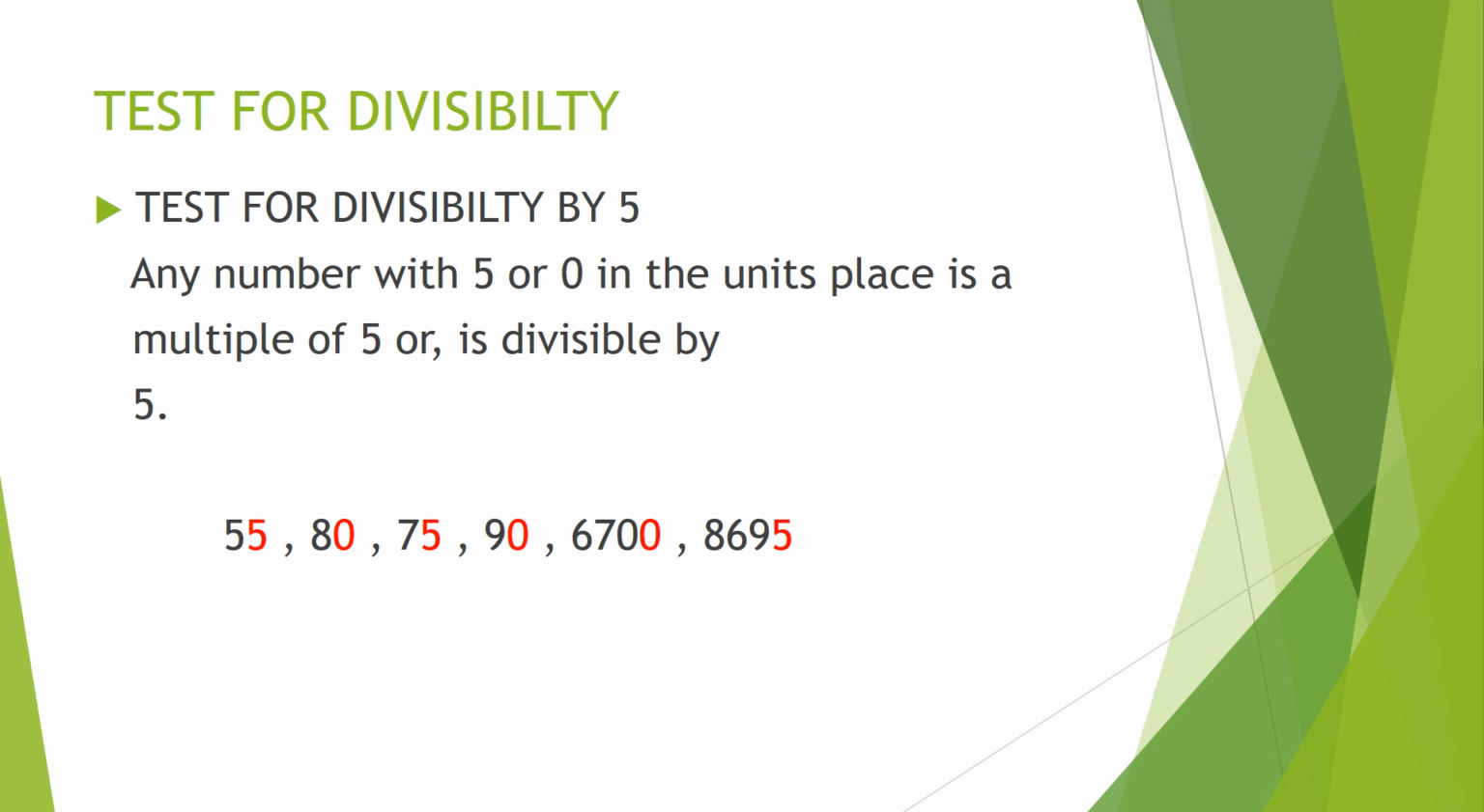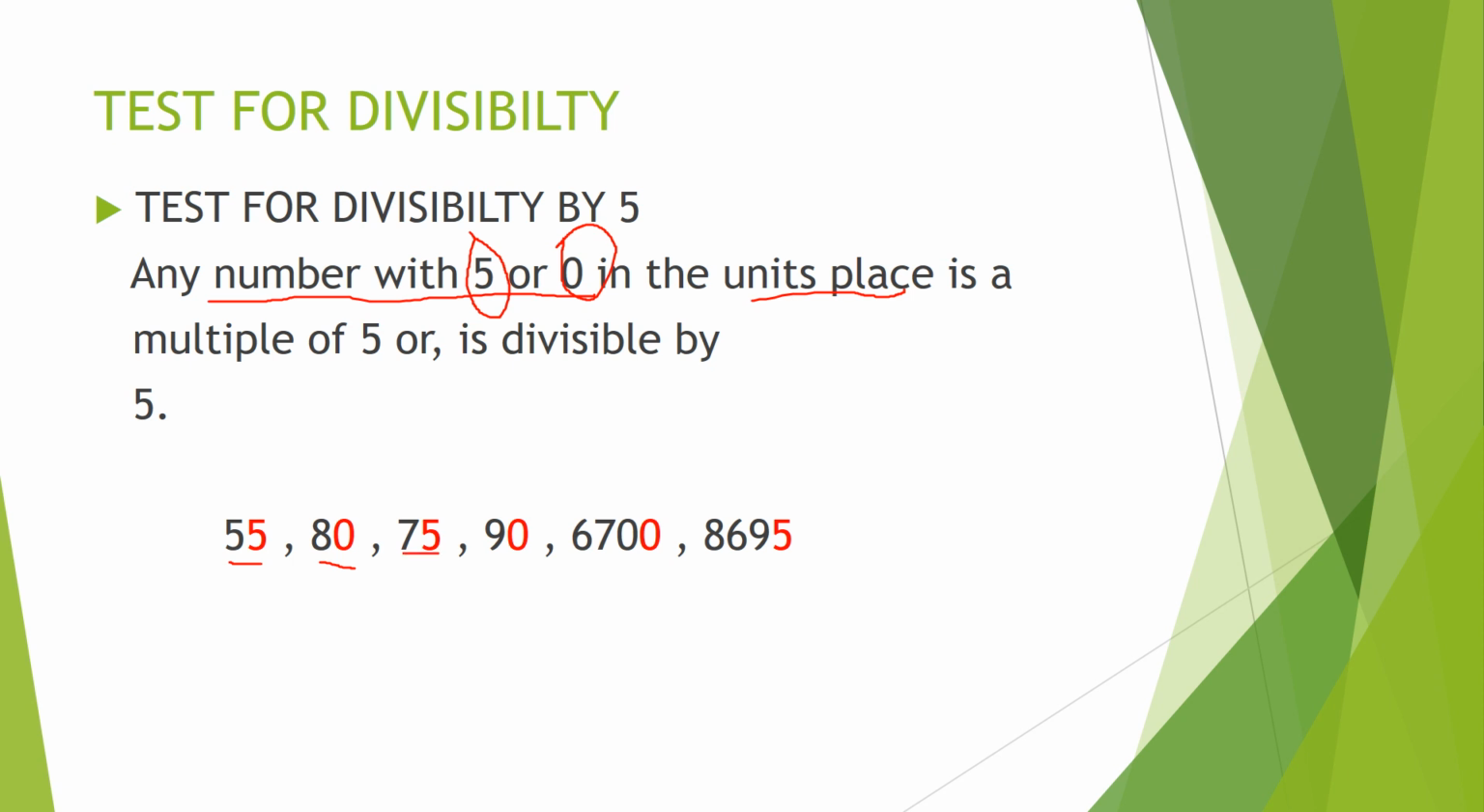Now, the test for divisibility by 5. What is the rule stating this? It states that any number with 5 or 0 in the units place is a multiple of 5 or is divisible by 5.